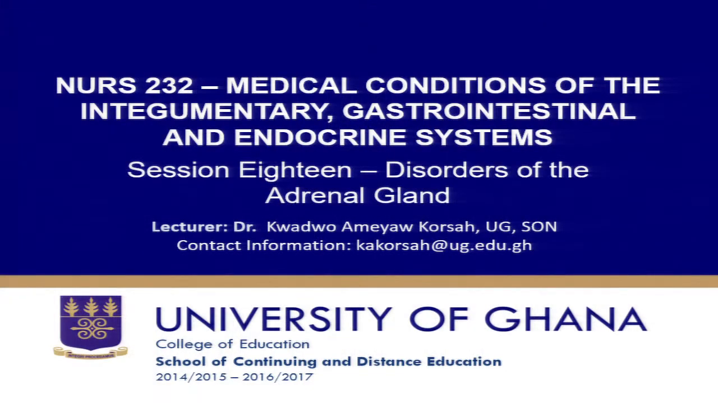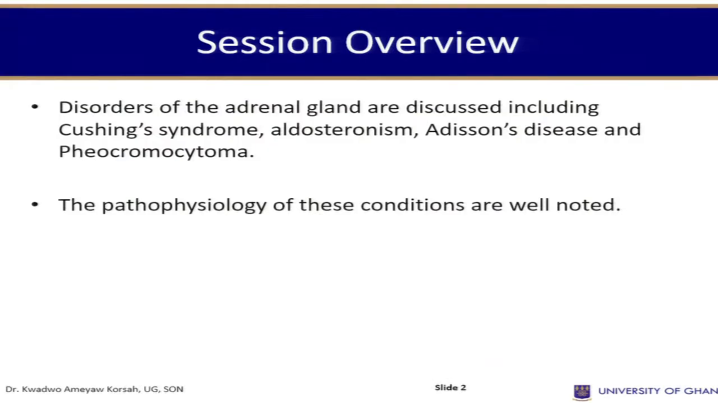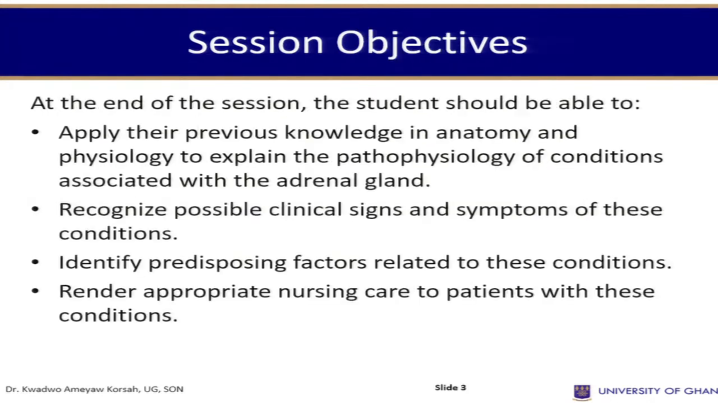Section 18, let us go through disorders of the adrenal gland. And so the session overview: disorders of the adrenal gland are discussed, including Cushing's syndrome, Addison's disease, and then other ones that are not so common. And then the pathophysiology of these conditions is also well noted.